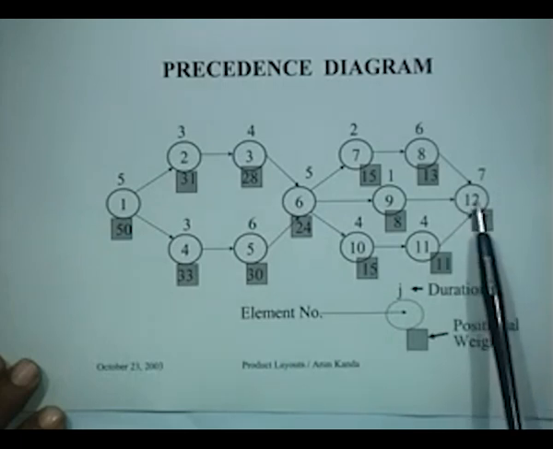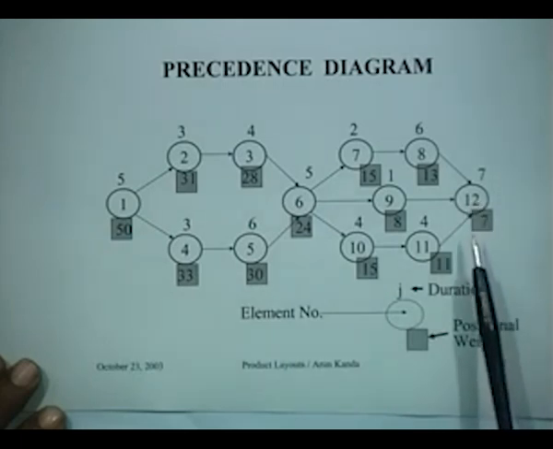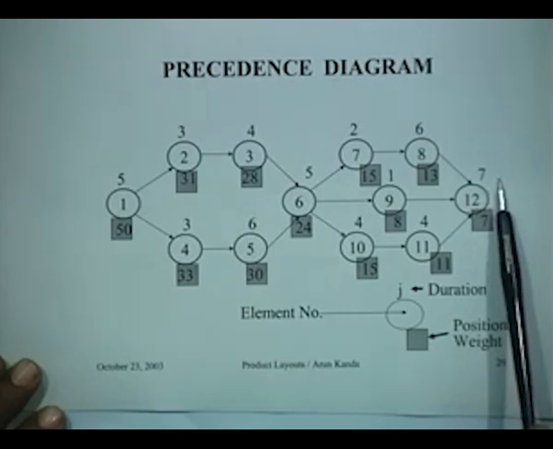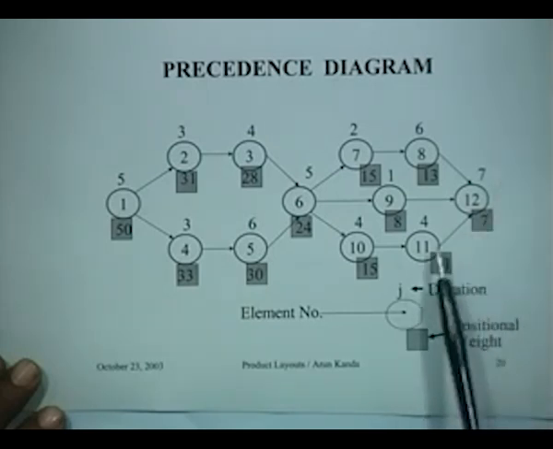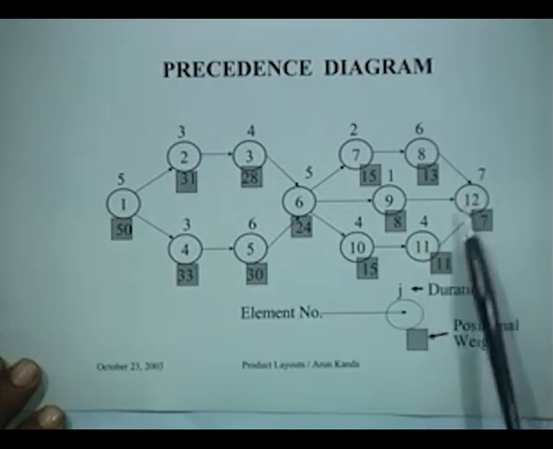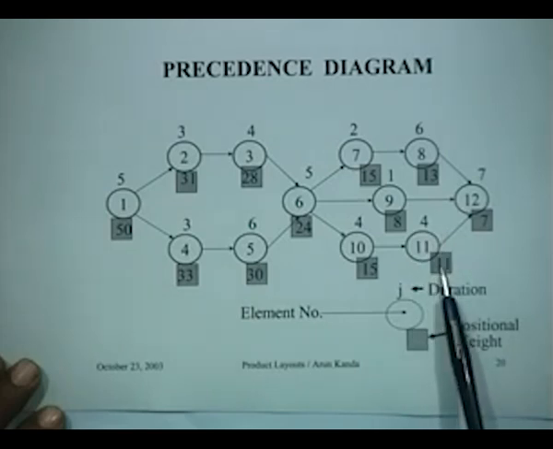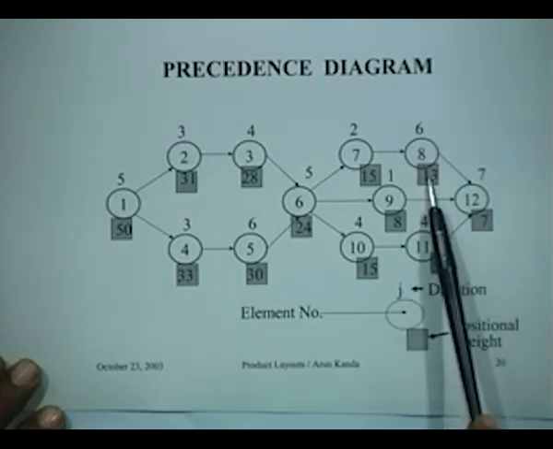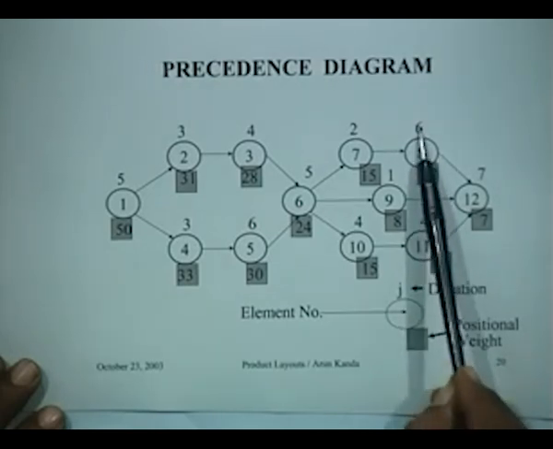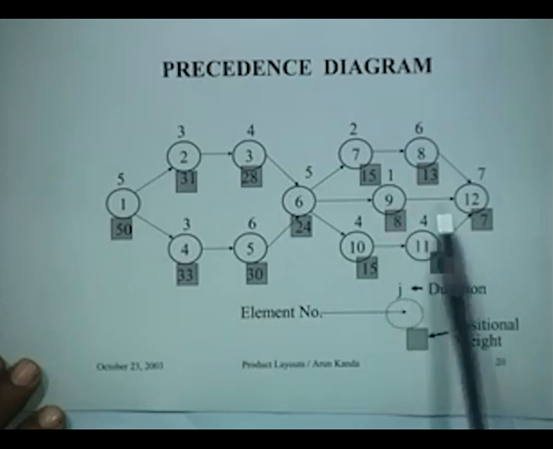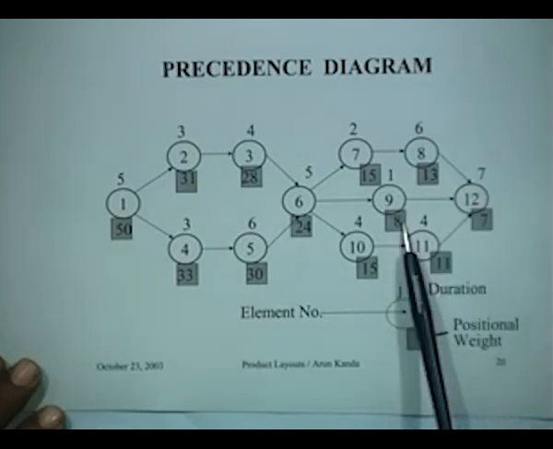So what you see is for operation number 12, the positional weight is 7 because this will take only 7 units of time. You come to 11, then from 11 the time, this is the operation and this is the following operation for this. So 7 plus 4, 11 will be the positional weight for this element. Similarly 13 is the positional weight for this element, which is 6 plus 7. Similarly for 9, the positional weight will be what follows it, which is 7 plus 1, which is 8.